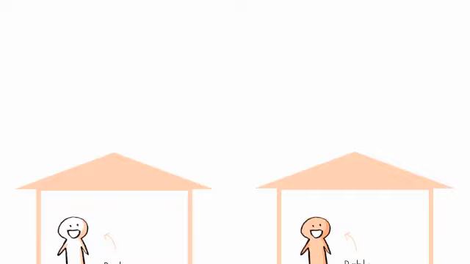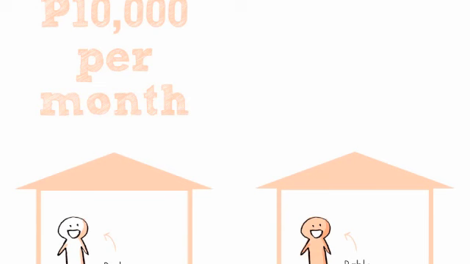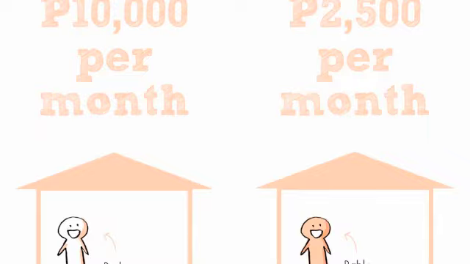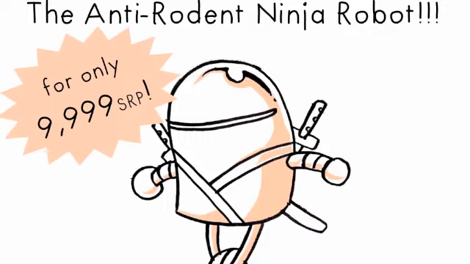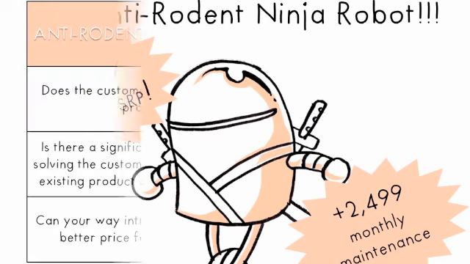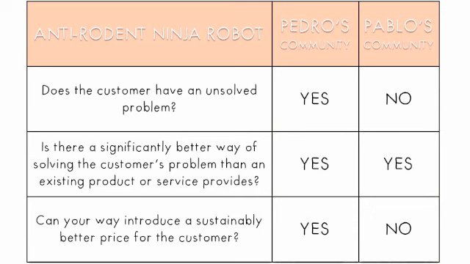Let's go back to the two mice-infested communities. Pedro's community has an average household budget for solving the mice problem of 10,000 pesos a month. Pablo's community has an average household budget for solving the mice problem of 2,500 pesos a month. This is when UCorp introduces the latest in mice control: the anti-rodent ninja robot. While UCorp's product is significantly better than what's available in Pablo's community, the people there can't really afford it. What's becoming clear is that in Pedro's community, UCorp may find not just one customer, but a market.